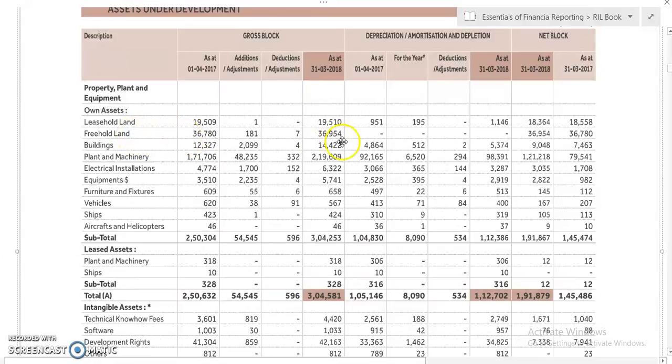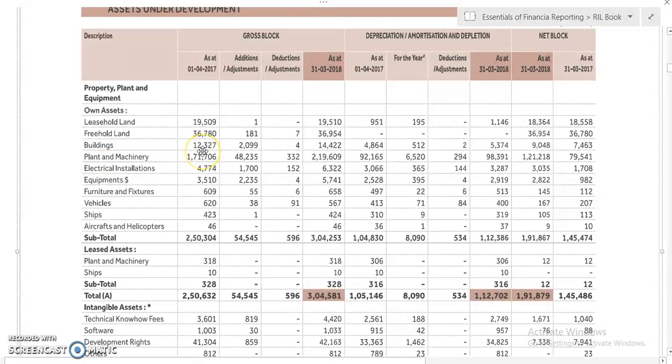Freehold land has no depreciation because you hold it forever, and normally land never depreciates in value, unlike leasehold land, where you paid this money for 100-year use, and every year you charge off 1% of whatever you paid over a period of 100 years, because after that it will expire, right?